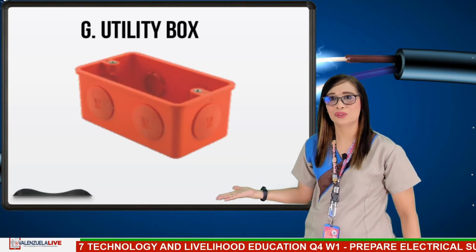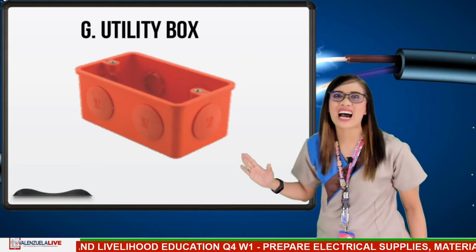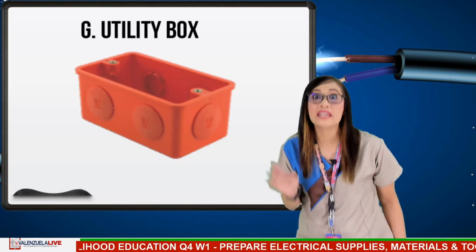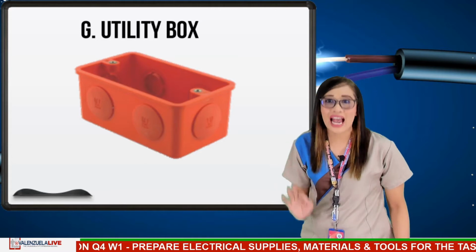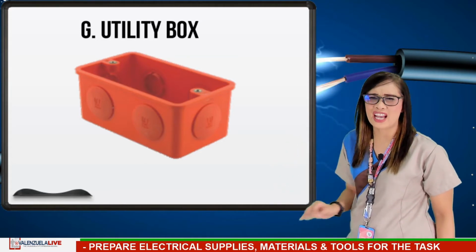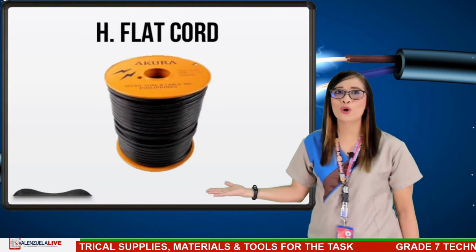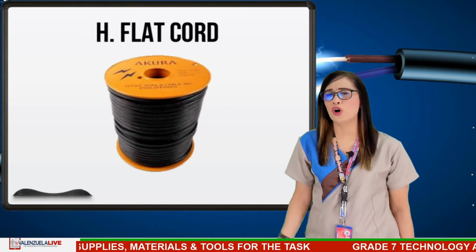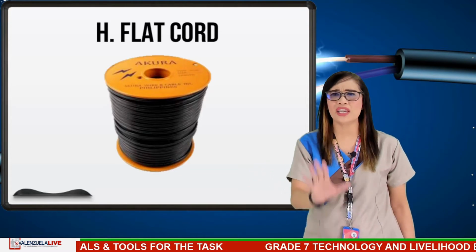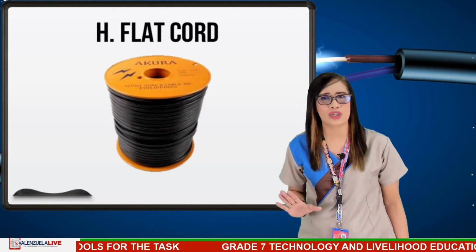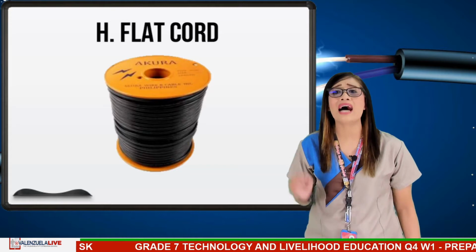Utility box. This is a rectangular shaped metallic or plastic PVC material in which flush type convenience outlet and switch are attached to. Flat cord. This is a duplex stranded wire used for temporary wiring installation and commonly used in extension cord assembly.